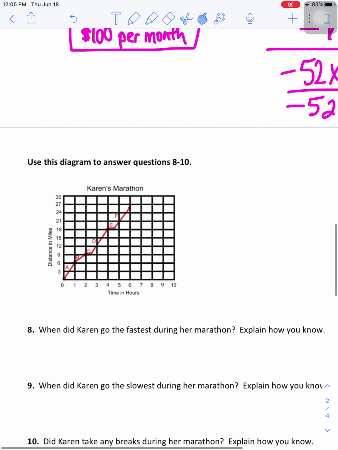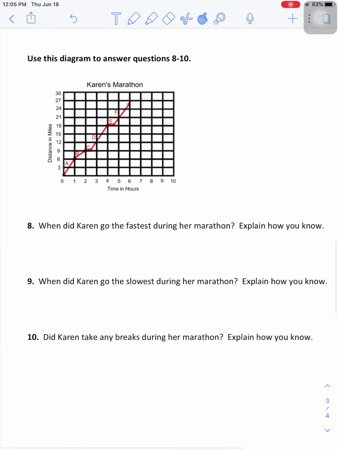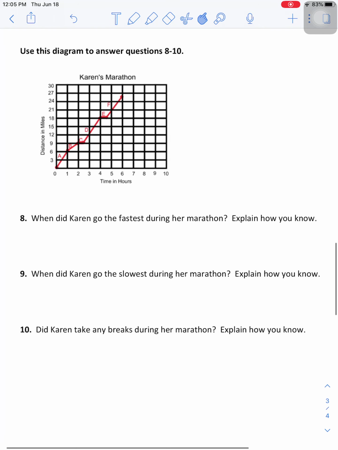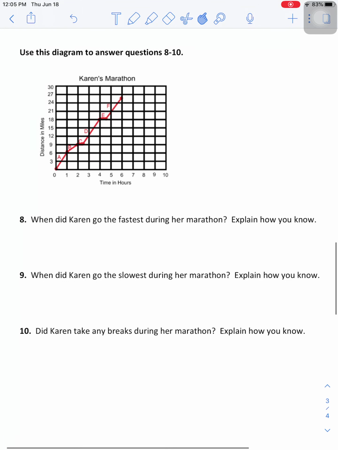All right. Numbers 8 through 10 ask us to reflect on this particular graph. Now, notice that this is Karen's marathon. This is depicting her timing over the course of her 26.2 miles. If we just dissect this, our x-axis is the time, y-axis is our distance in miles. It looks like it took her about 6 hours to complete her marathon.